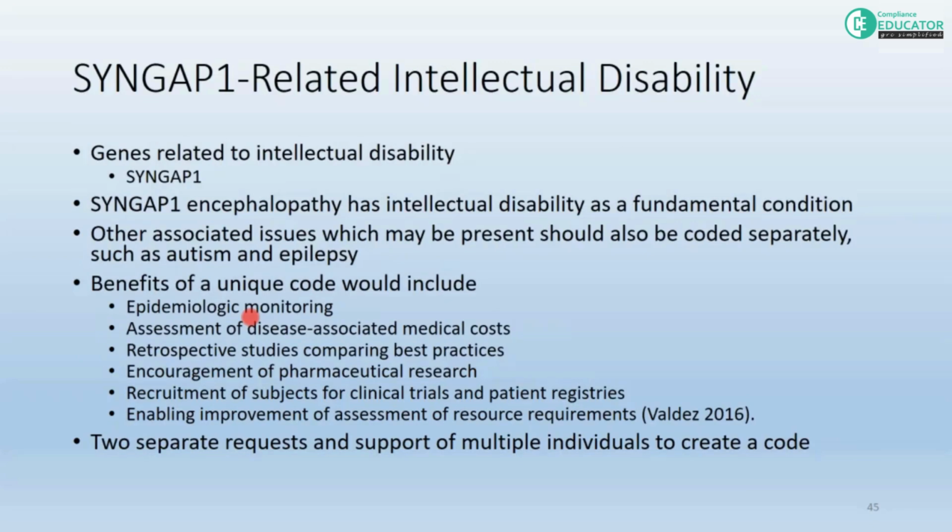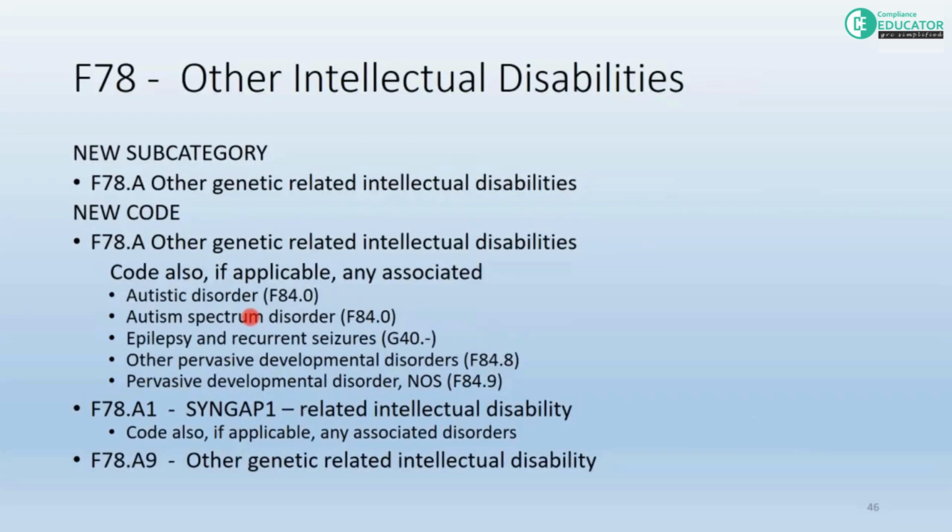All right, we have a number of specific genes which have been found to be related to intellectual disability. One of the more common ones is SYNGAP1. And so, again, looking at tracking and looking at being able to do research, et cetera, they have a new subcategory that was created, and then we go into a new code with some code also indications.